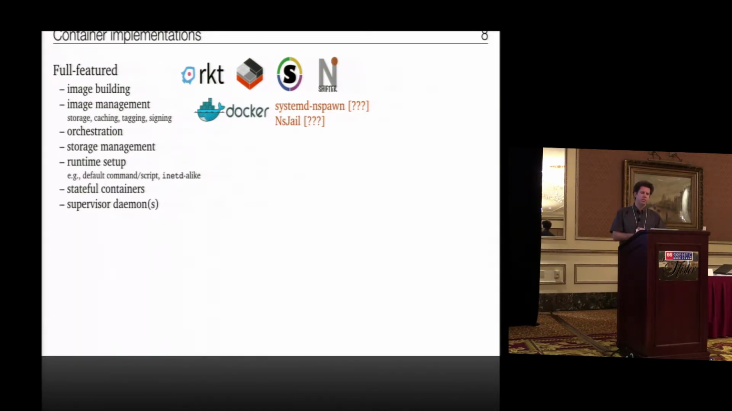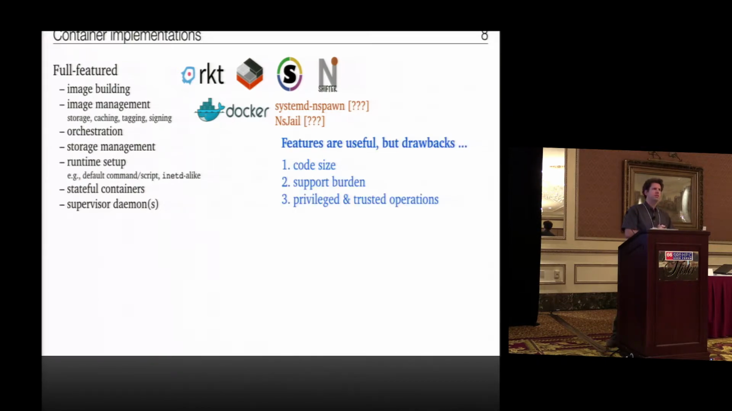So Docker is very famous, of course. In the HPC space, what we hear a lot about are Singularity and Shifter. Singularity is the one with the S and the 4 colors. And Shifter is the gear shift thing. So these features are useful. They were implemented for a reason, but because there's lots of them, there's drawbacks. So one is code size. You got a big system, you have to support it. That's a cost. And they tend to involve privileged and or trusted operations, which certainly at Los Alamos gets us a little excited, and I hope that it does for you too.